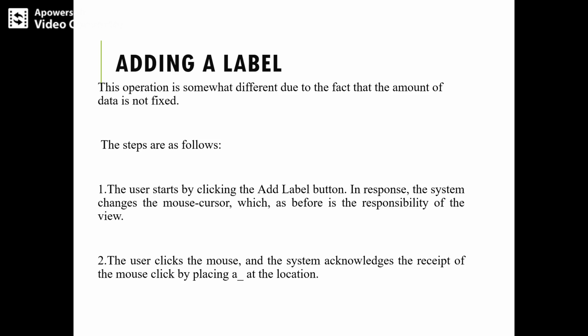Similarly, the second step is that the user clicks the mouse and the system acknowledges receipt of the mouse click by placing the label at a particular location. Actually, what will happen here? This results in changing what the drawing looks like.